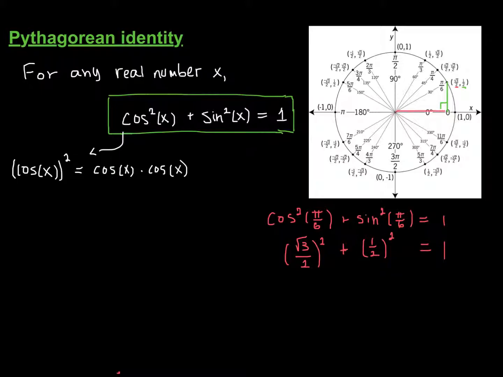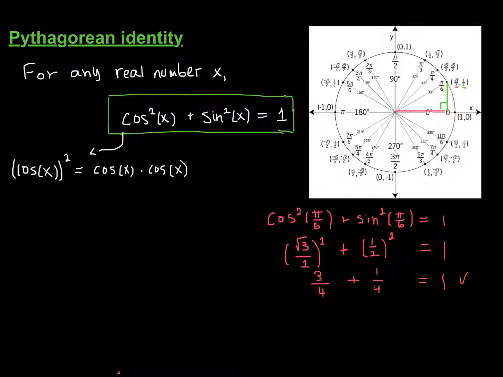If you square 1/2, you're going to get 1/4. And if you square the square root of 3, you get 3. And if you square 2, you get 4. And so when you add these together, you will get 1. Okay? And that will work for any angle that you rotate.